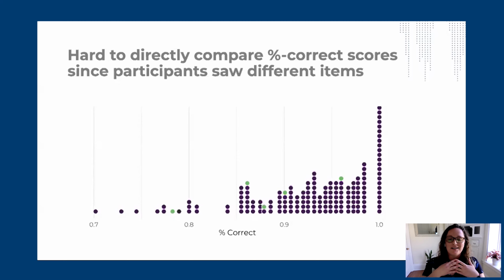One of the first issues that we run into is that it's really hard to directly compare the percent correct scores since different participants saw different items. It's not really fair to compare percent correct or compare error rates when the different participants are seeing different questions, and some questions might be lower quality or higher quality than others. And there's really no way to immediately adjust for that if we're just looking at the percent correct.